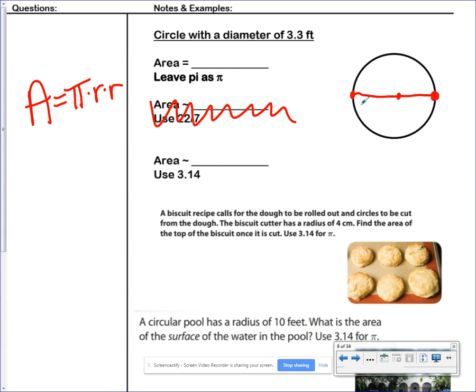This one says that the diameter is 3 3/10 feet. However, you have the diameter. And looky here, we need the radius in order to do this computation. So the first thing you should do is take 3.3 and divide it by 2 so you can figure out what just the radius is. So grab your calculator and do that.